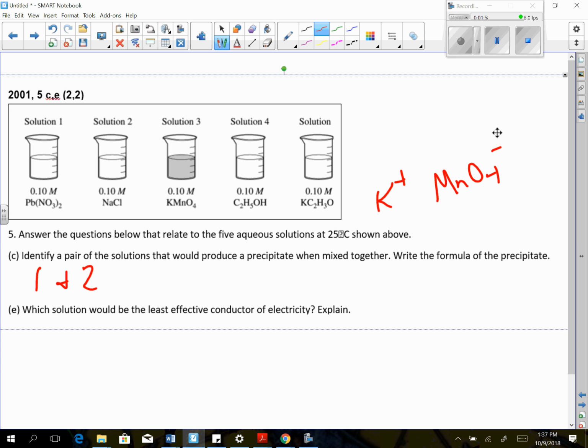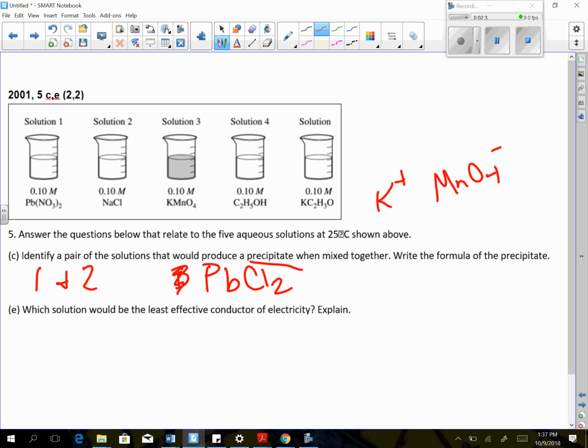So this is from 2001, and there are actually 2 answers. The first one is solution 1 and 2. I'm just going to finish this one because this is probably the most common answer. If you mix those 2, what precipitate do you form? PbCl2. And so that is our precipitate.